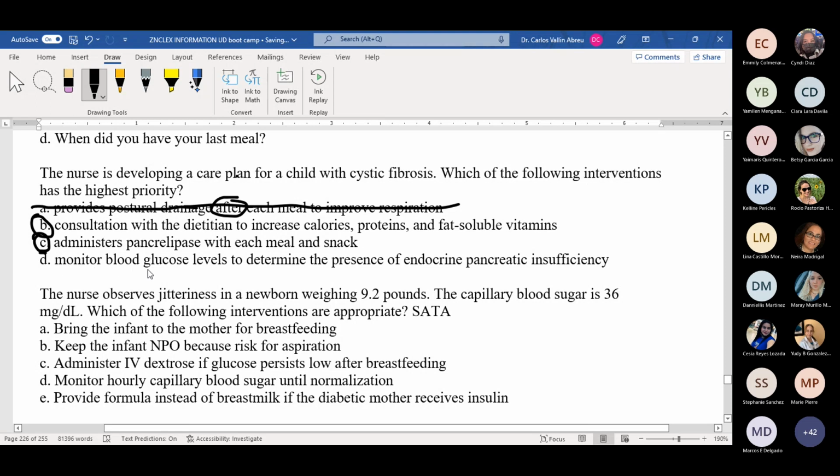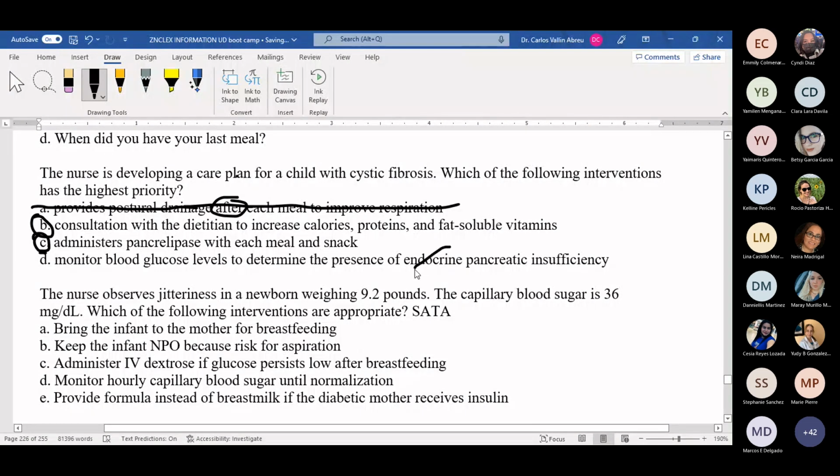Let's see. Monitor blood glucose level to determine the presence of endocrine pancreatic insufficiency. Why is this not correct? Because it is expected. You want to say that it is expected. Okay, so for your information, it's not expected.